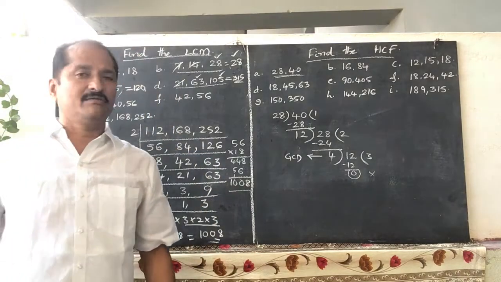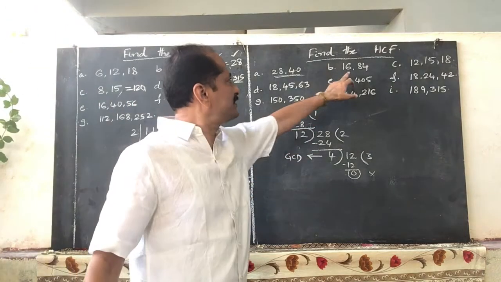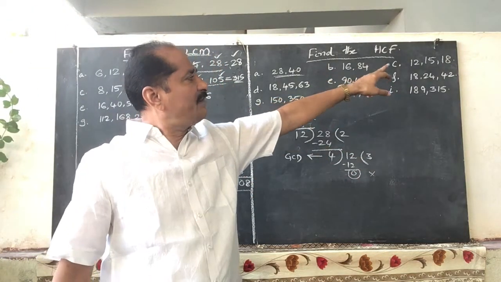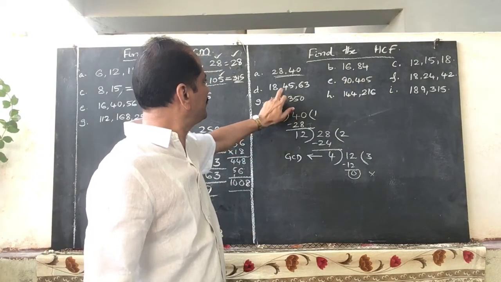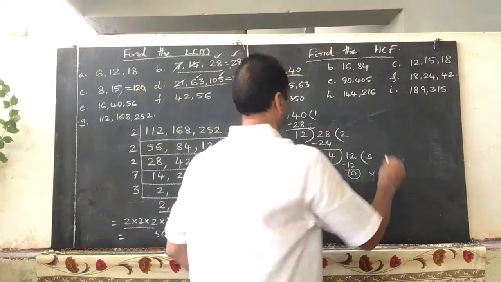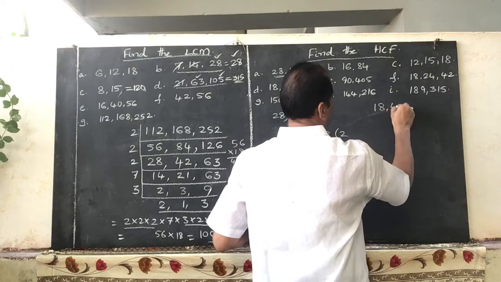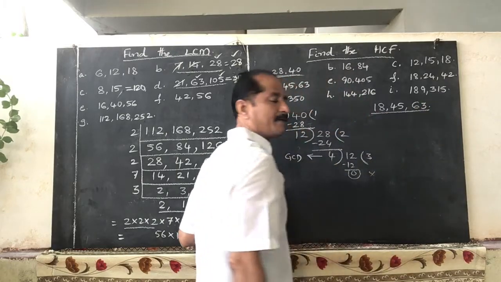Now, in the same way, by taking the remaining examples, you can find the HCF of these numbers. Next, find the HCF of 16 and 84. You do it yourself. Now, the HCF of 12, 15 and 18, that also you do. Now here I will do this one: 6, 18, 45 and 63. Now take these three numbers, 18, 45 and 63. Observe carefully here.